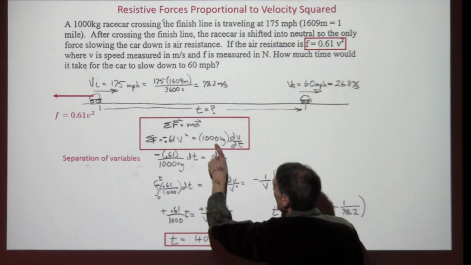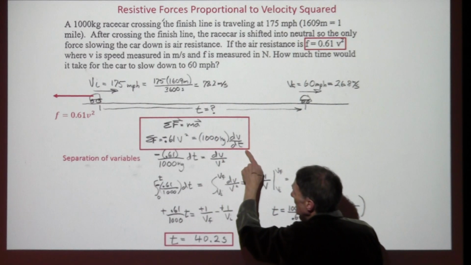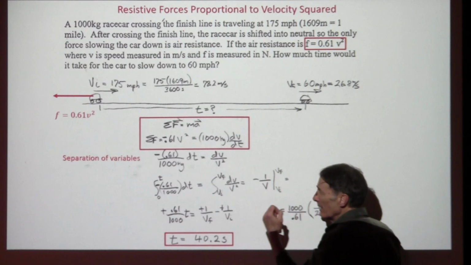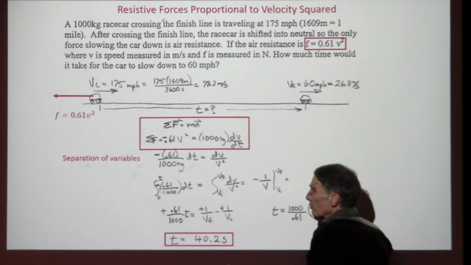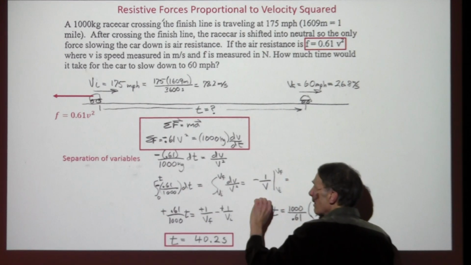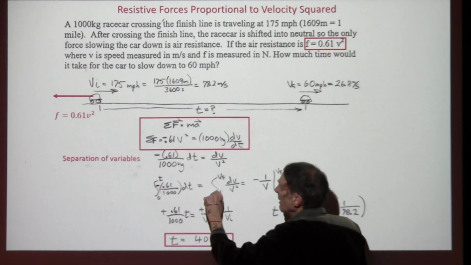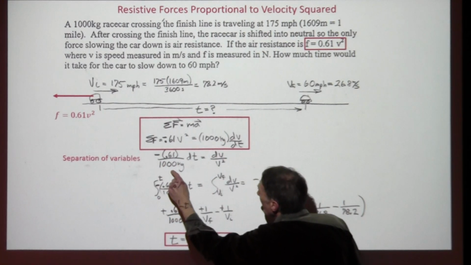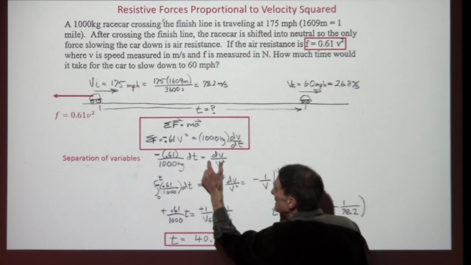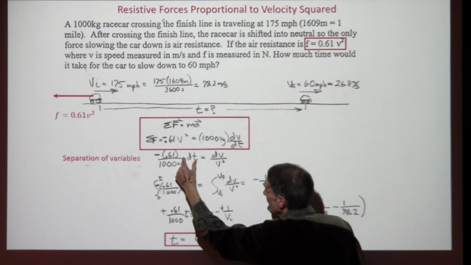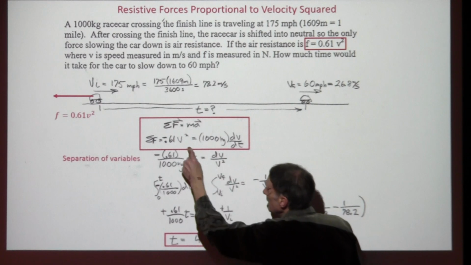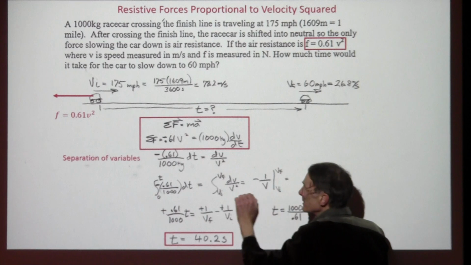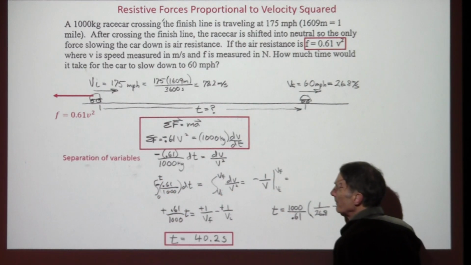We've got the mass of the car, and acceleration is dv/dt. So what we want to do is something very similar to what I did in the previous one, this idea of separation of variables. We get our v on one side, our t on the other side. So I take this, I leave the 0.61 there and a minus. I'll take the 1,000 down. The big thing is I take the dt over to this side. And on this side I have dv, and I'll divide by v squared. So I separate variables: v on this side, t on that side.